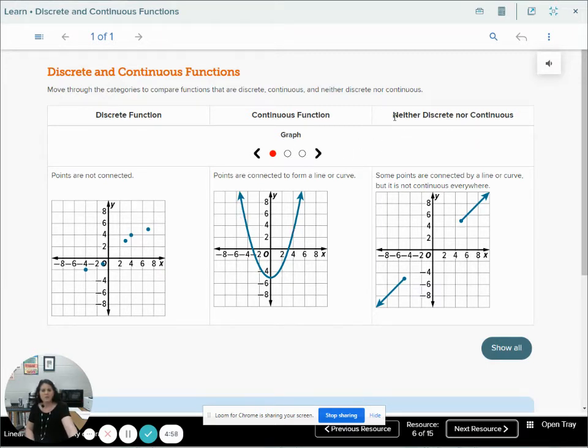And then every once in a while we have functions that are neither discrete nor continuous. We'll look at step functions later on this year. We will talk about parabolas like this, and we'll only focus in maybe on certain parts. So the graph is broken, which makes it neither discrete nor continuous.